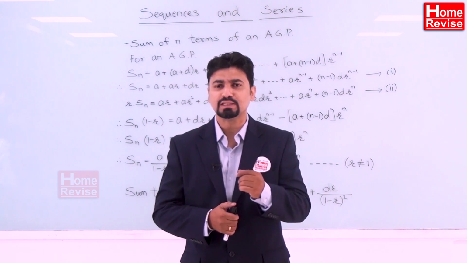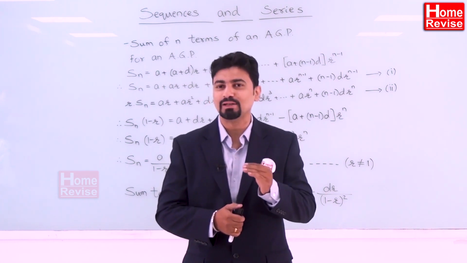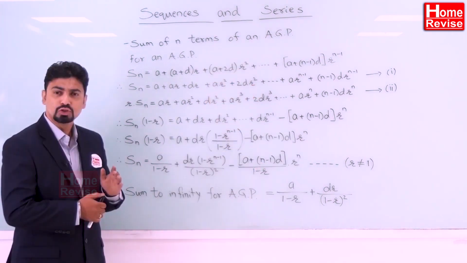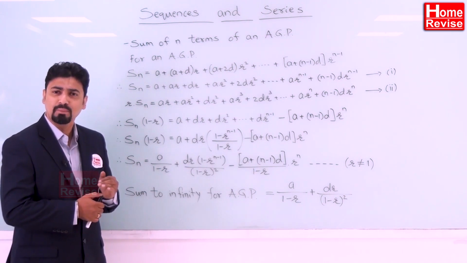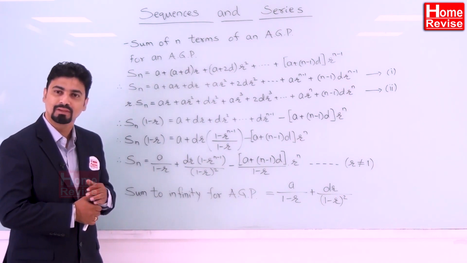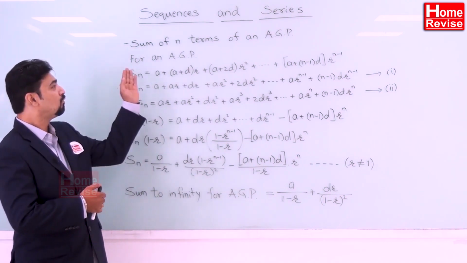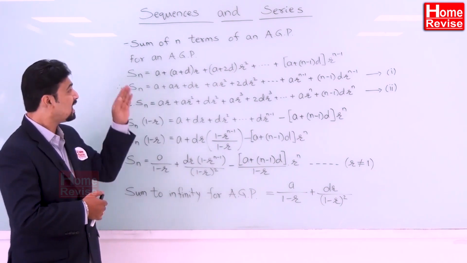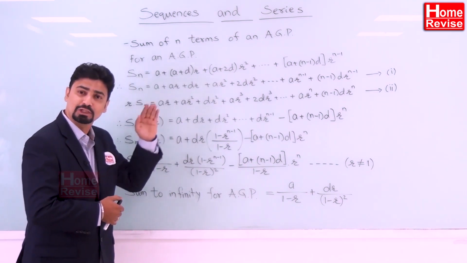Now, let us see what will be the sum of n terms of an AGP. To find the sum of n terms of an AGP, obviously we will have to add all the terms. Correct? So, I can say for an AGP, the Sn will be the summation of all the terms.